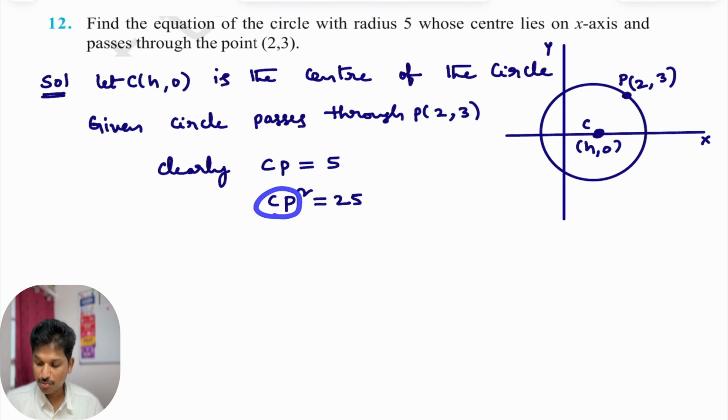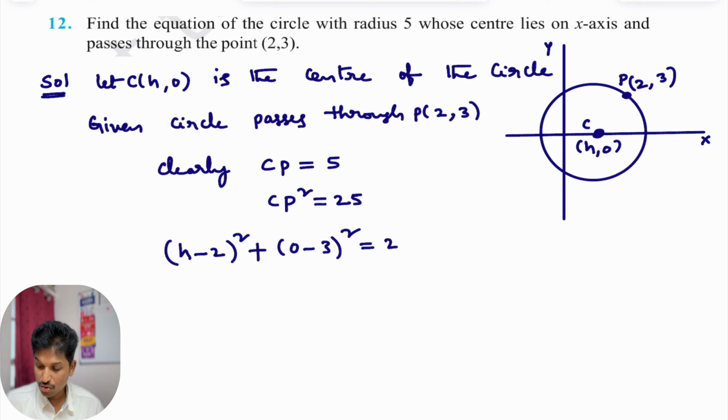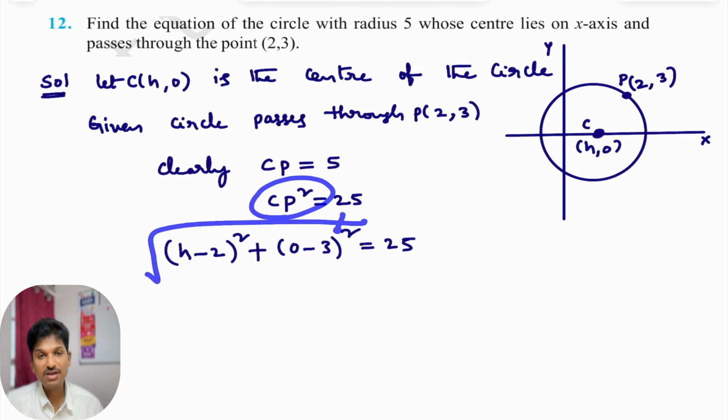CP means the distance formula, root over. Here square is there, so CP square. This 2 will get cancelled, right? Here you use the distance formula CP. What you will get? You will get h minus 2 whole square plus 0 minus 3 whole square equal to 25. Actually, this is CP square, that's why I have not written the root.